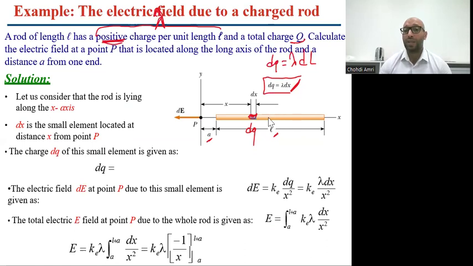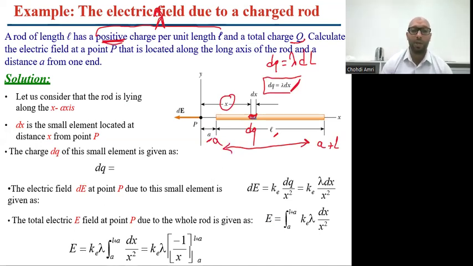Okay. Now, what's the distance between dq and the point P? We call this distance x, and x can vary from A to L plus A. This position is called A plus L, and here it's A. So dq can vary from A to L plus A.